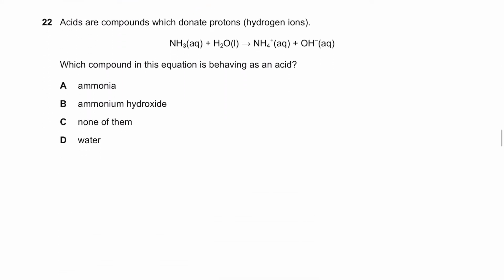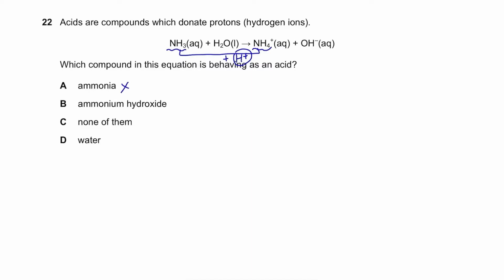Question 22. Acids are compounds which donate protons, hydrogen ions. Which compound in this equation is behaving as an acid? Basically, which compound gave a hydrogen ion to another compound? Ammonia, NH3, became NH4+, which means it received a hydrogen ion, so nope.